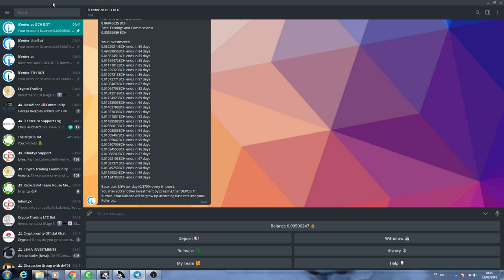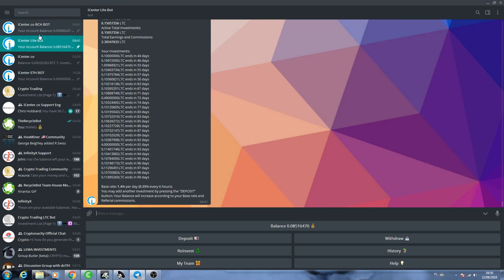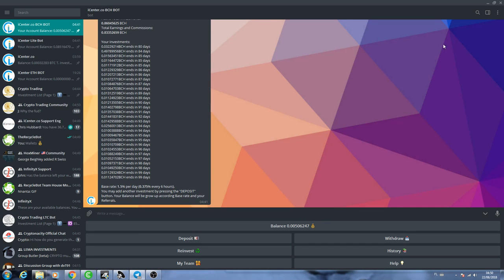Guys, the most smoothly running is iCenter. It's over a year and it's really good. It's not like other bots. They are really working great compared to the others.